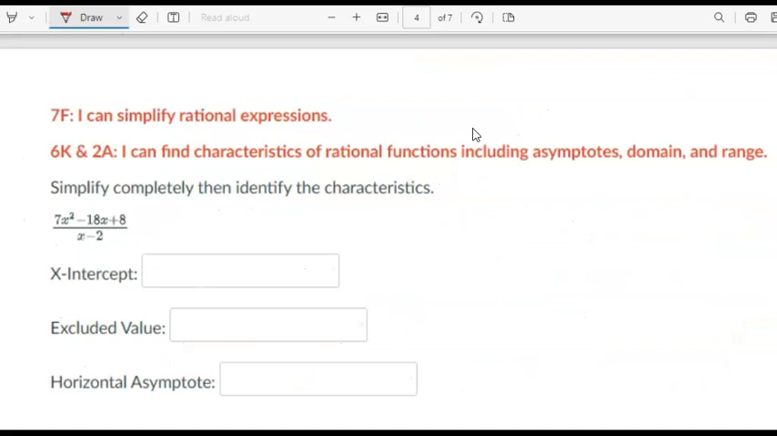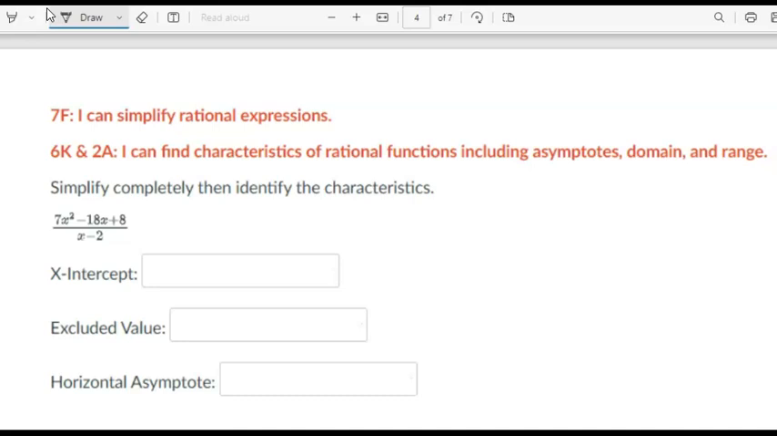7F, I can simplify rational expressions. 6K and 2A, I can find characteristics of rational functions including asymptotes, domain, and range. Simplify completely, then identify the characteristics. 7x squared minus 18x plus 8 all over x minus 2.